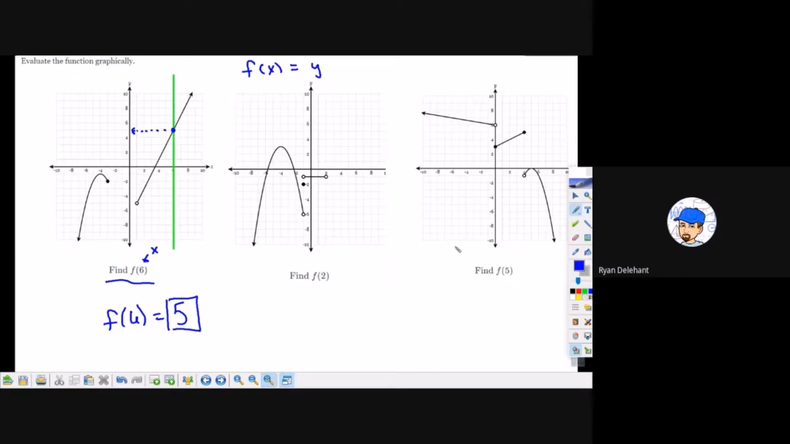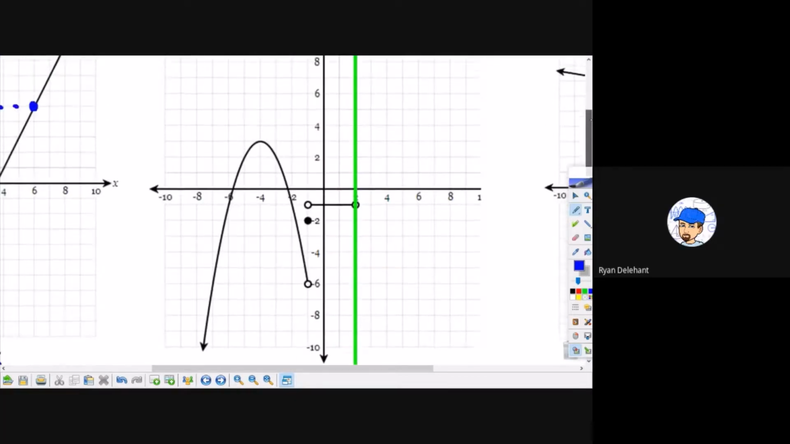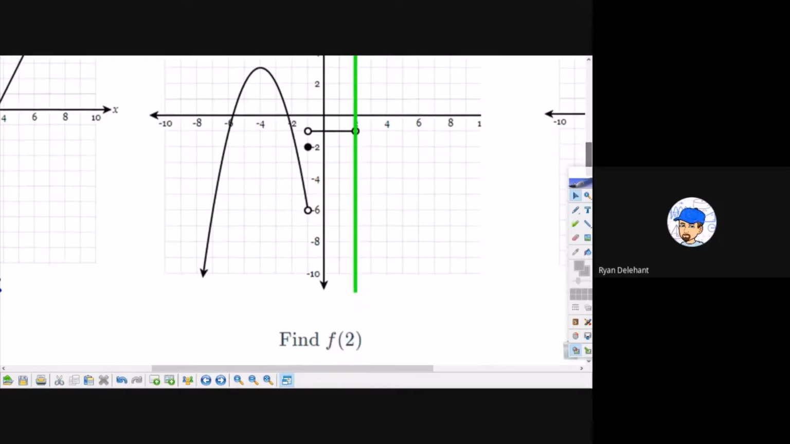F of 2. So we're going to take our line and put it at 2. This one might be a little trickier. At 2, we hit the very end of this equation. Can you see that one? What we need to look at here is, at 2, am I really touching that graph? Is that circle filled in or is that open? That's open. So 2 is not really included. If you ever get one that only hits an open spot, it doesn't really touch the graph.